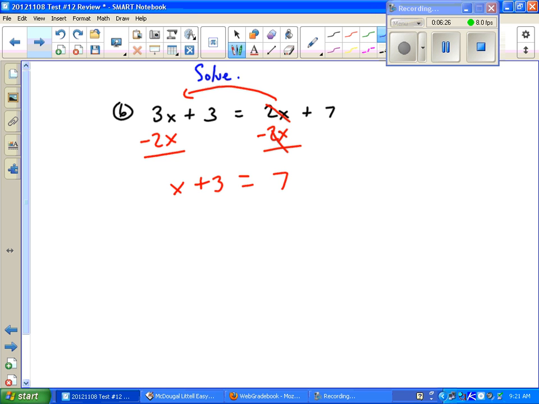Then move your constant terms to the other side. You have plus 3. In order to undo that, subtract 3. If you do it on that side, you have to do the same thing on this side. X, and these will cancel, equals 7 minus 3 is 4.